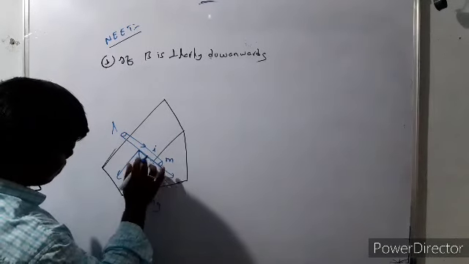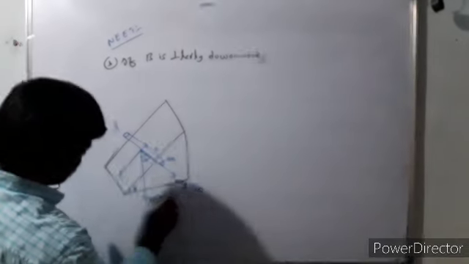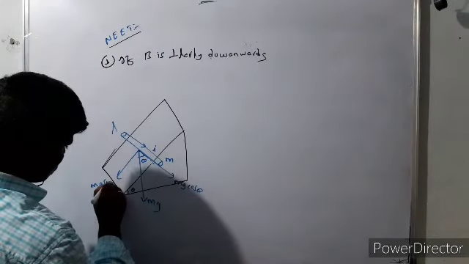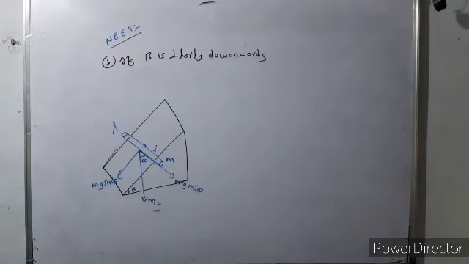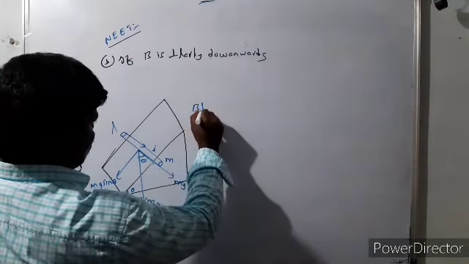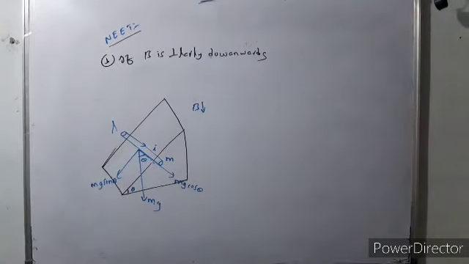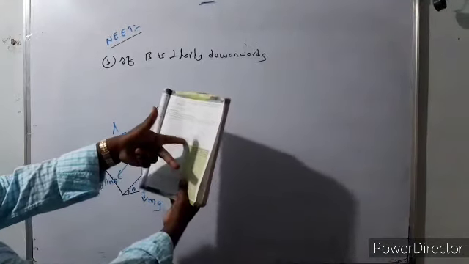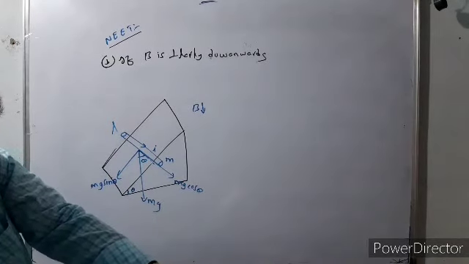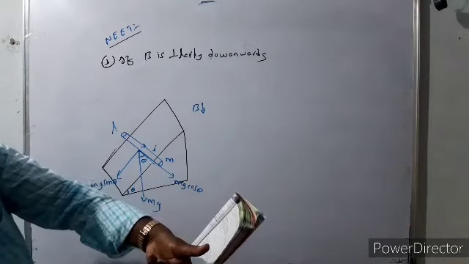If this is theta, this is also theta. In this direction, mg cos theta. In the direction parallel to the inclined plane, what is the force? Mg sin theta. Now here the magnetic field is applied perpendicular downwards on the conductor. In the previous case we applied the magnetic field like this, but now we are applying the magnetic field perpendicular downwards like this. See clearly, this is the inclined plane.